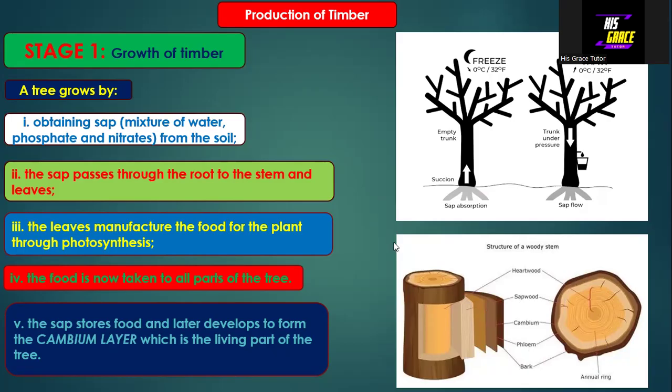Then that is how a tree grows, by obtaining sap from the soil, and that sap is a mixture of water, phosphate, and nitrate. And then the sap travels to the leaves, and the leaves manufacture the food of the tree, then it returns back into the body of the tree, circulates around, and forms what we call the cambium layer, which is the living part of the tree. Now, let's see the next slide.